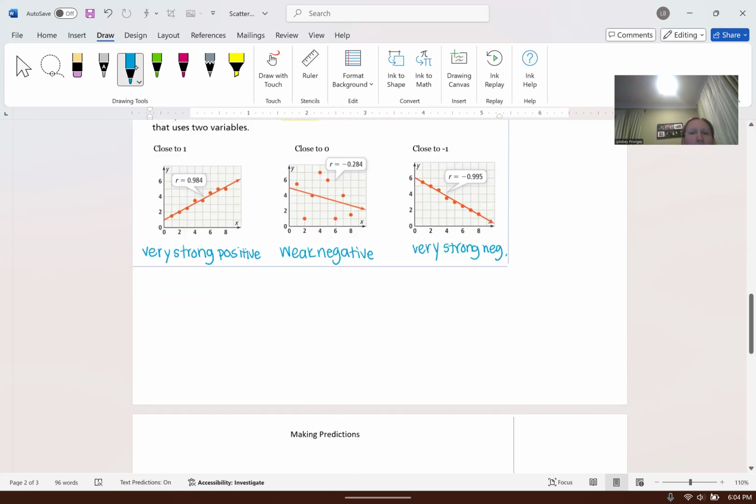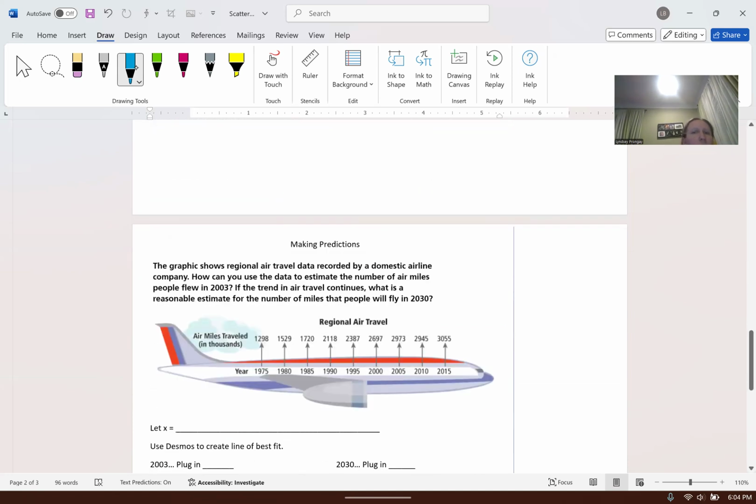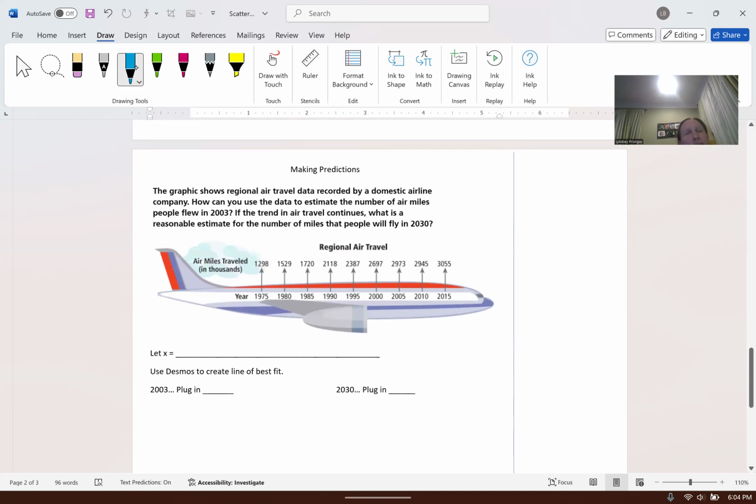Okay. Our last page here, this is going to be on making predictions. So a lot of you are saying, why do we need to know this? And a lot of times, let's be honest, there's things we do that you probably will not really need. But if you're going to be going into a job that's analyzing numbers, you are going to be doing modeling. And yes, the technology is probably going to do the modeling for you, but you have to be able to analyze what the technology gives to you. So this is where this comes into play.